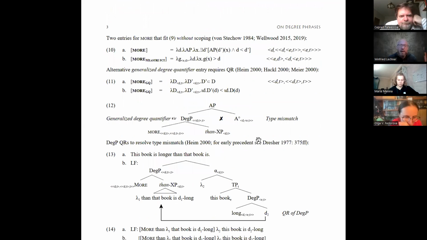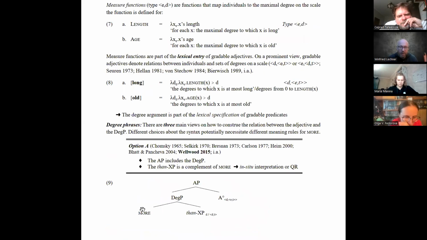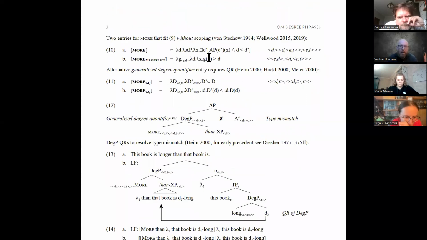So to make a structure like that work in semantics, there have been various options around for a while. Maybe the most prominent one historically is the one given by von Stechow. And the idea here is that the more picks up a degree and then combines with a gradable adjective denotation and then gives you an adjective denotation. There's also one in which the measure functions are introduced in a different way. We'll come back to that in a second in 10b.